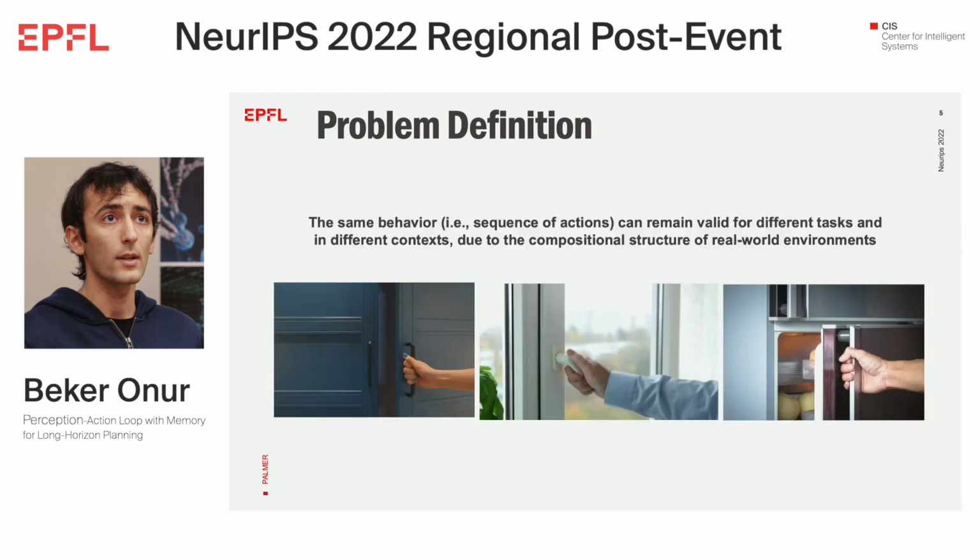Such mechanisms can significantly accelerate learning by trial and error because the same behavior can remain valid in different contexts and for achieving different goals, because real-world environments have a compositional structure.